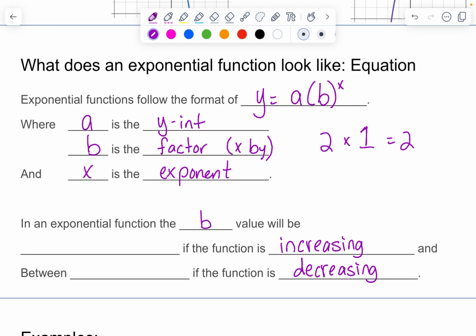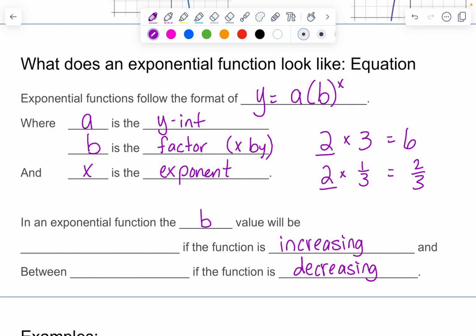If I multiply it by 3, I now have a 6. That got bigger. Went from 2 to a 6 when I multiplied it by 3. If I multiply it by a third, it becomes 2/3. Well, 2/3 is smaller than my original 2.